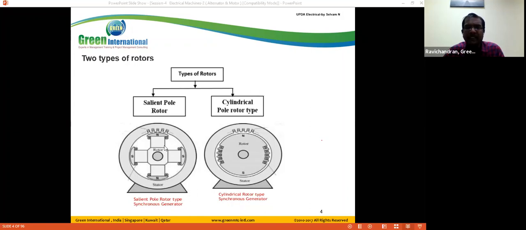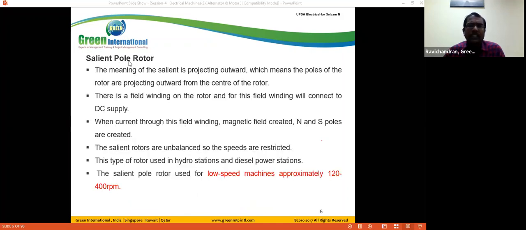Definitely there will be some questions from this type of rotors. In the salient pole rotor, as I just said, we have projections. Because the rotor has projections, that's why we use the word salient pole rotor. This rotor has a field winding. This field winding is connected with a DC supply to produce a magnetic field. A magnetic field means we have a north pole and a south pole.